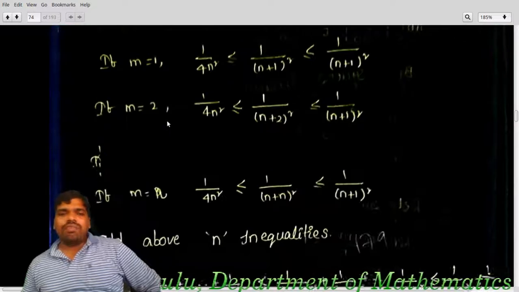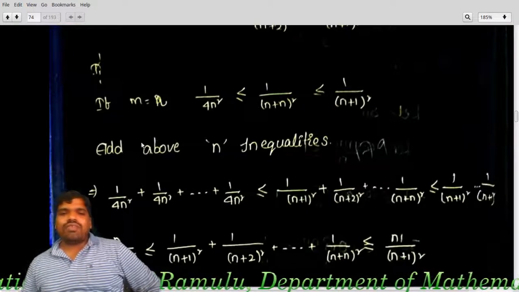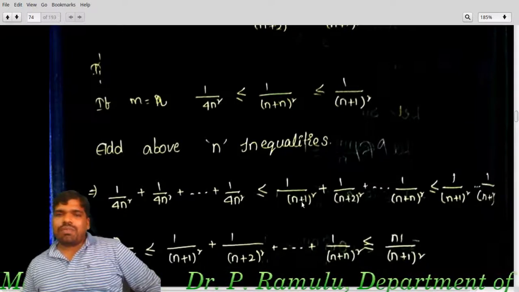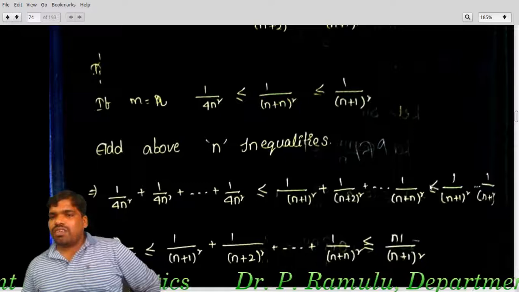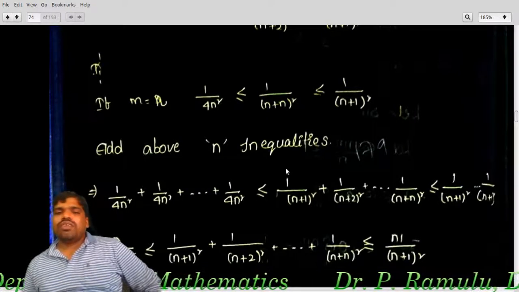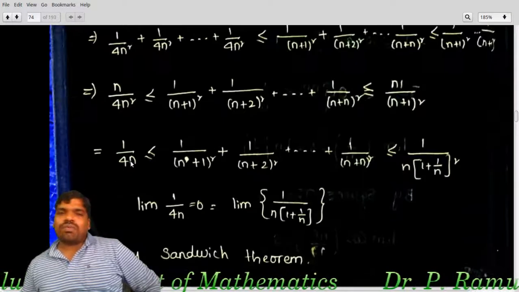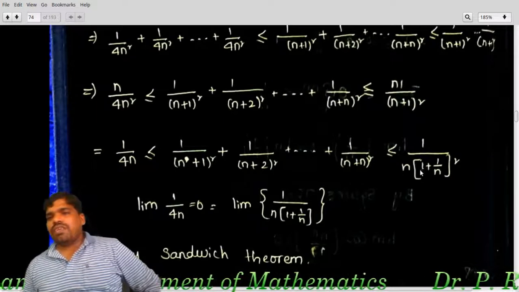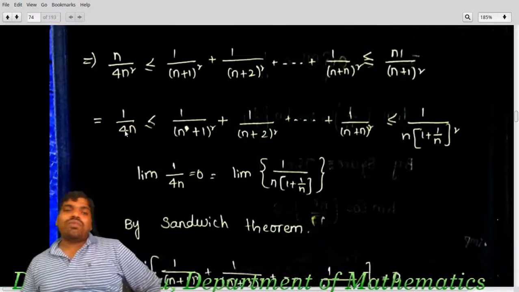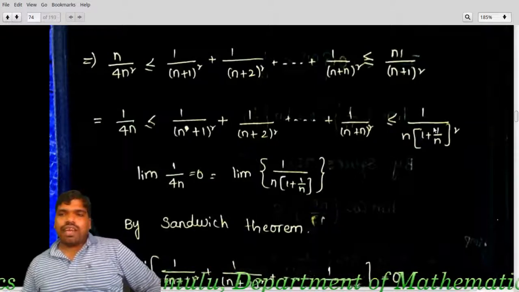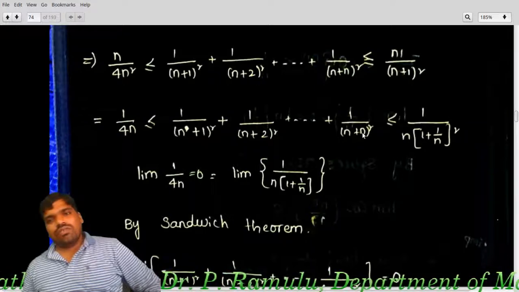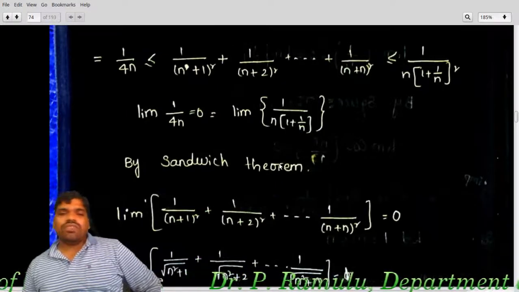By adding the above inequalities, we get 1 by 4n square added n times on the left, and 1 by (n plus 1) whole square added n times on the right, that is n by (n plus 1) whole square. Now, n by 4n square is nothing but 1 by 4n, and the right side is n by (n plus 1) whole square. The middle one is the same as the given sequence. 1 by 4n goes to 0, and the right side also goes to 0, so by the sandwich theorem or squeeze theorem, the limit is 0.